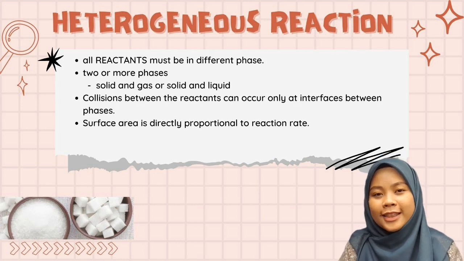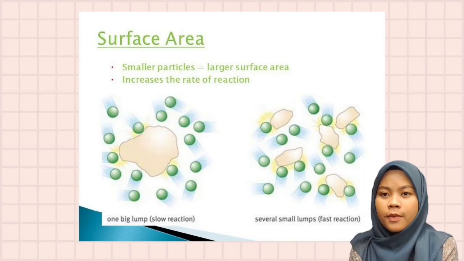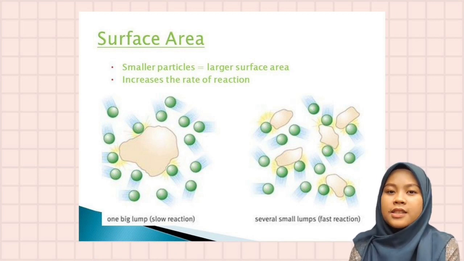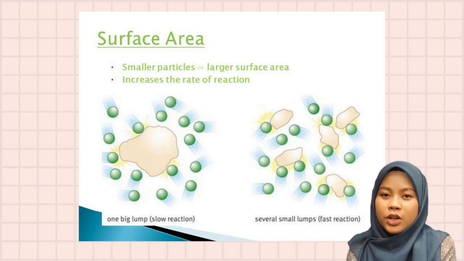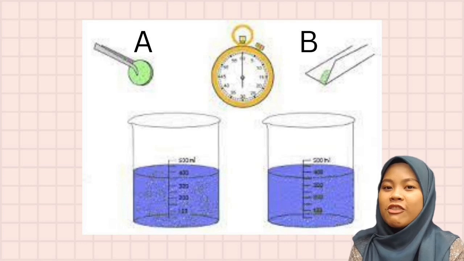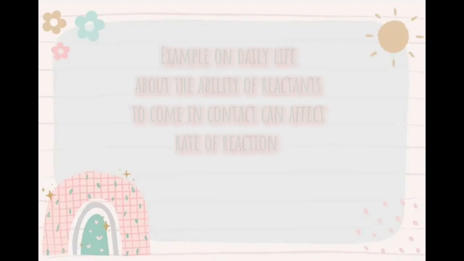The rate of reaction of a heterogeneous reaction depends on its surface area. The larger the surface area, the faster the rate of reaction. As you can see in this diagram, the smaller particle gives a larger surface area, thus it will increase the rate of reaction. Can you guess whether A or B gives a faster rate of reaction?